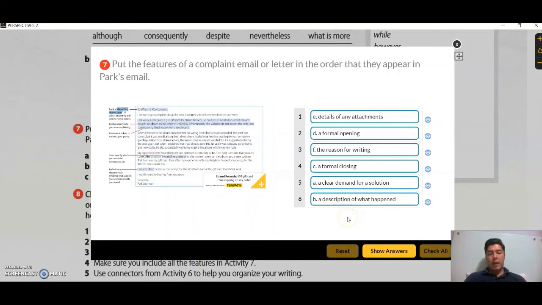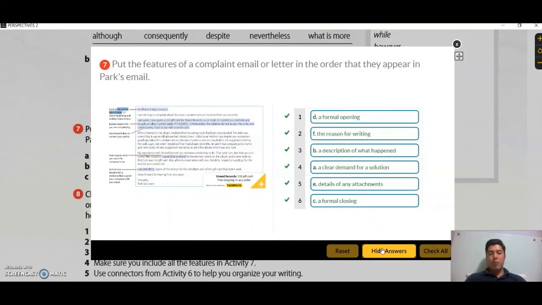So okay guys, I hope you already have your answers. Let's check the answers in order. So letter D is the first one, formal opening. Then we have F, a reason for writing. Letter B, a description of what happened. A clear demand for a solution. E, details of any attachment. And 6, C, a formal closing. So these will be the correct answers, guys.